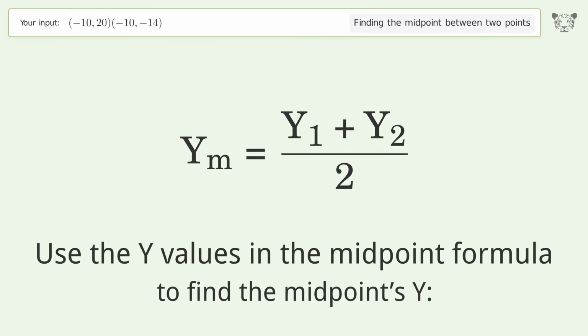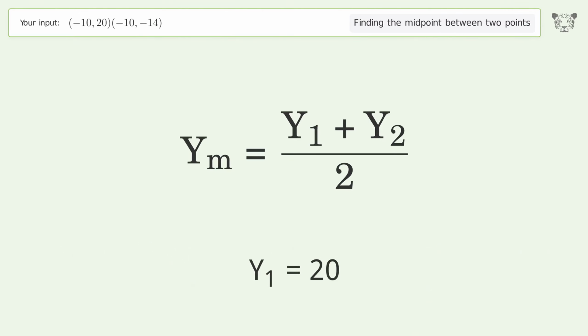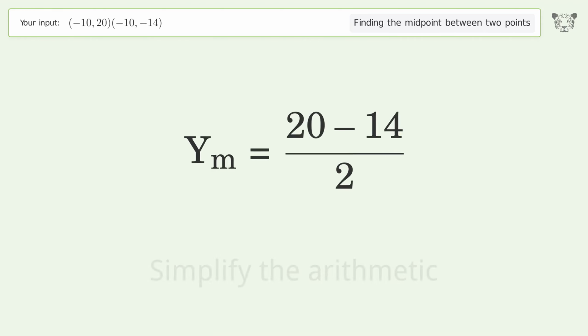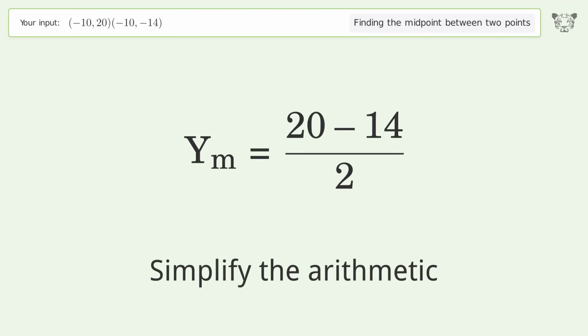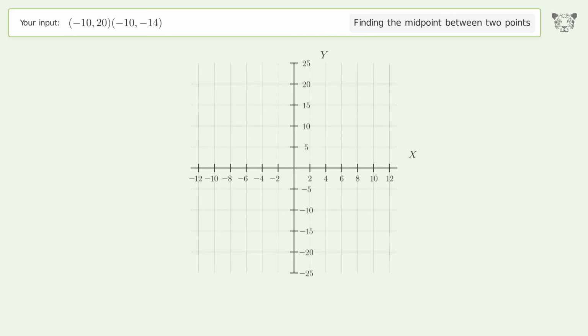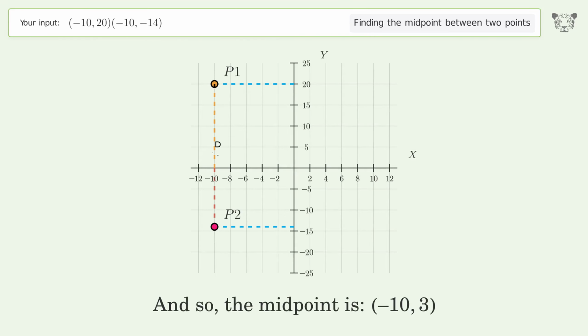Use the y values in the midpoint formula to find the midpoint's y. y1 equals 20. y2 equals -14. Simplify the arithmetic. And so, the midpoint is -10,3.